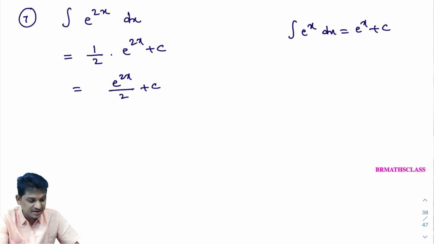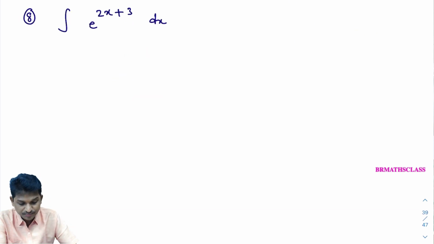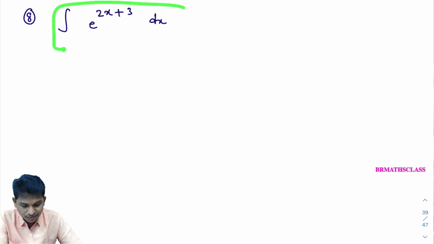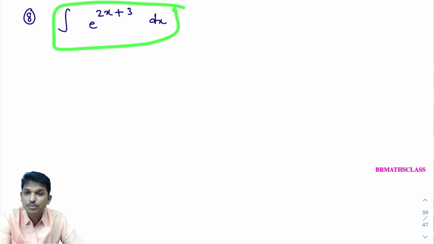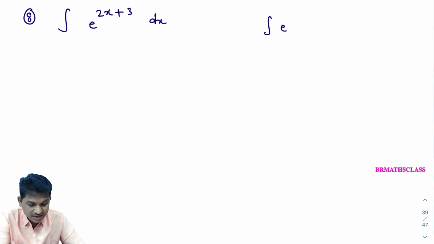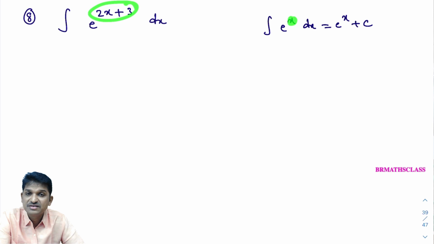I hope you understand. Now see this 8th question. You look, do you have any direct formula to do this? No direct formula, but we can easily identify that. We know this formula, integral of e power x dx. Integral of e power x dx is what? E power x plus c. In this formula, in place of x, here ax plus b is there. So I can write this answer directly.